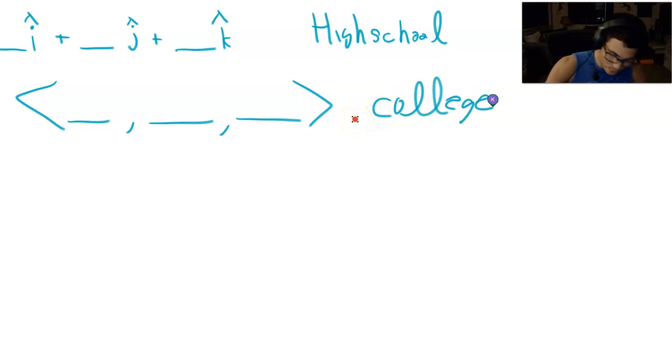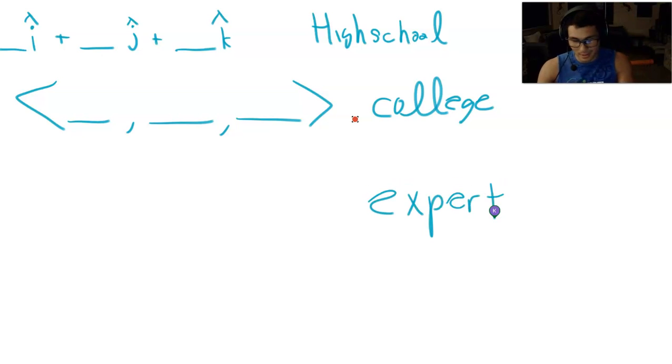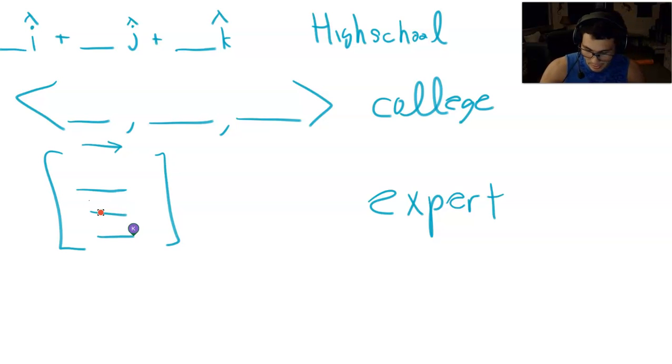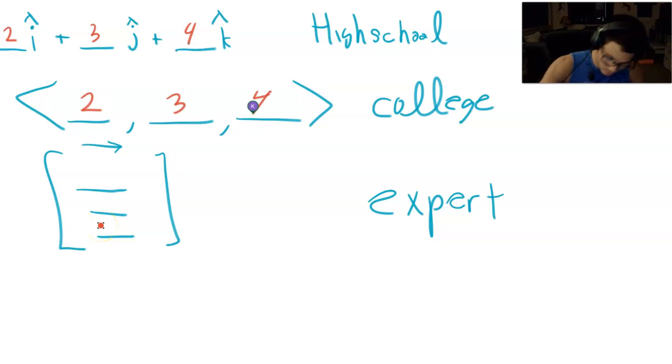Now, what do experts do? What does your teacher, what does your professor do? This is what you should be doing: write your vectors as columns. So whatever was here, here, and here. Okay, what I mean by this, now I'm going to actually put in numbers to give this example. Let's say I had 2, 3, and 4. I go 2, 3, and 4.